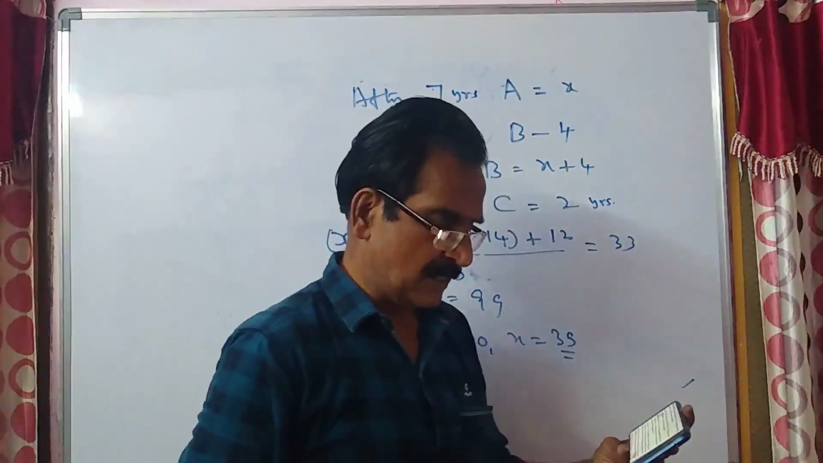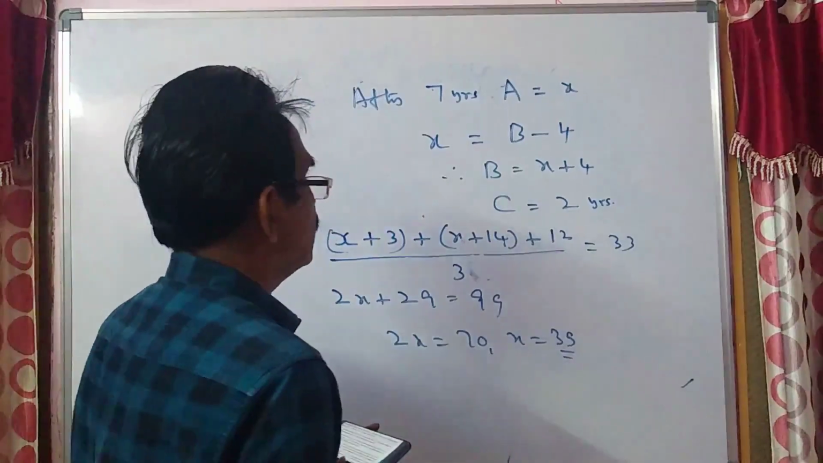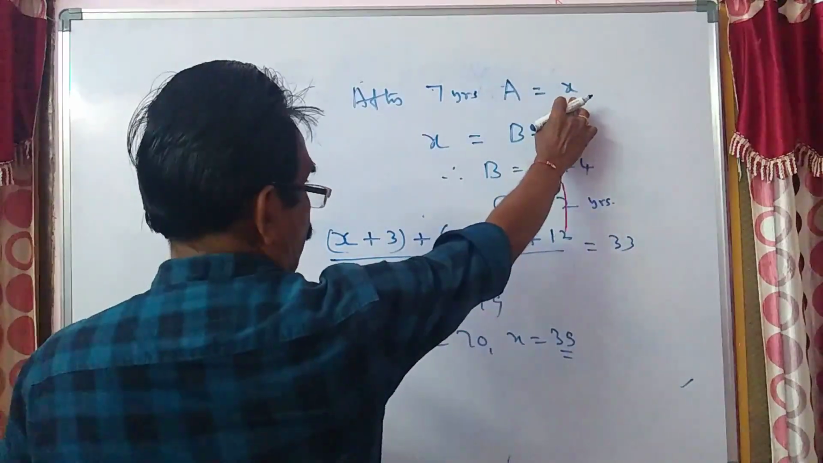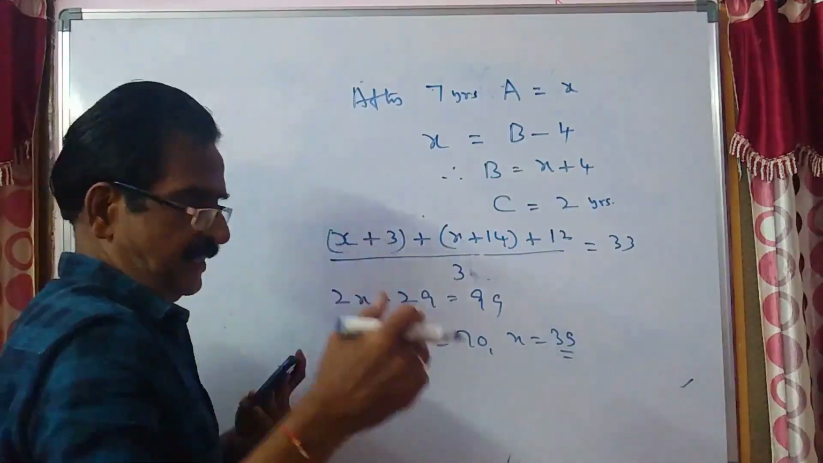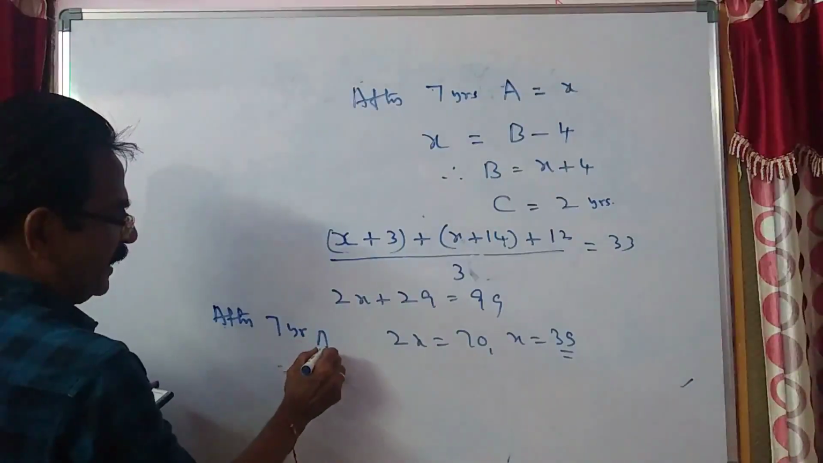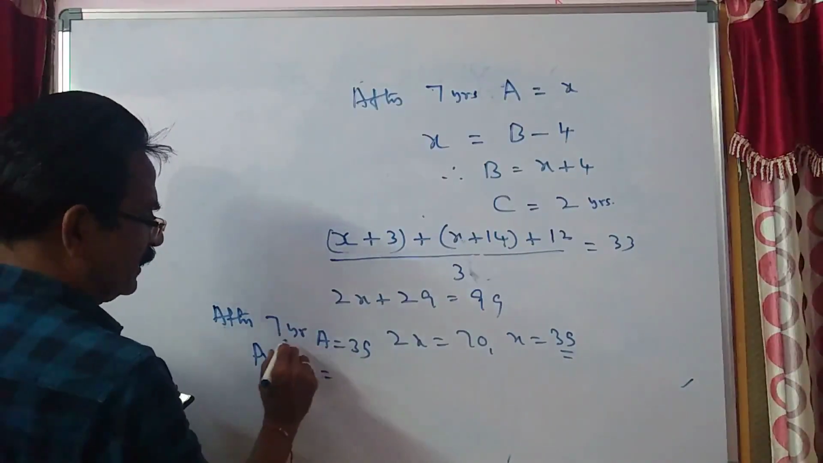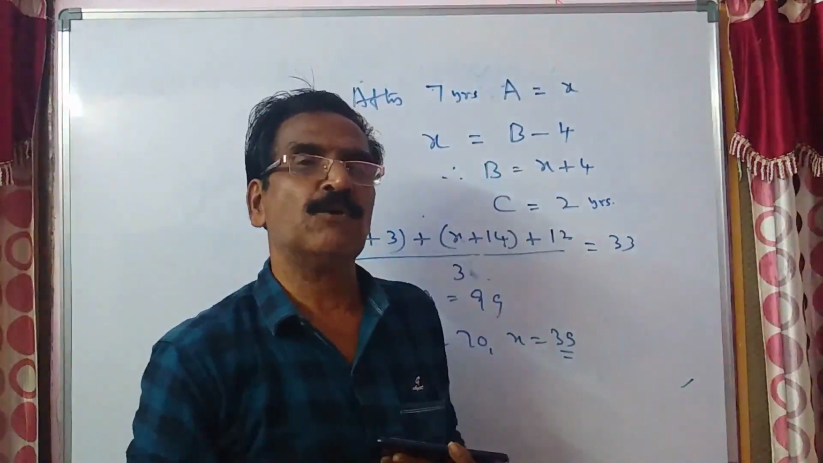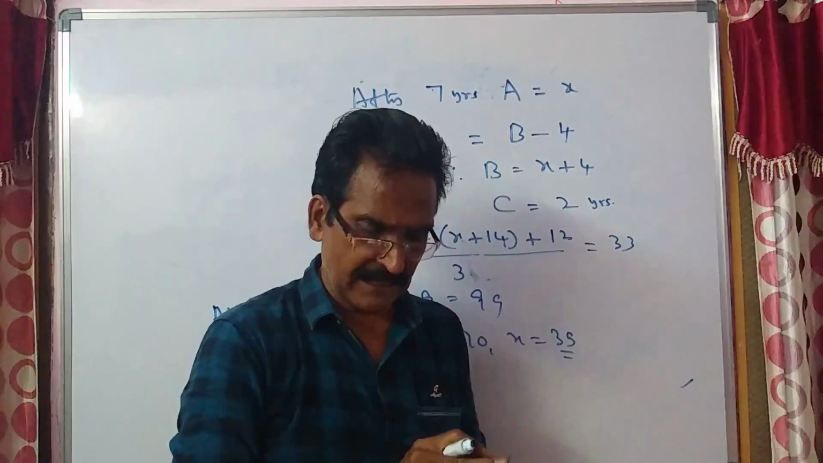Now let us see what is the question here. What is the present age of A? So we got x is equal to 35. What is this x, 35? A's age after 7 years. After 7 years, A is equal to 35. The present age is equal to 35 minus 7, 28 years. After 7 years, 35. So now he will be 28 only. That is the answer here.